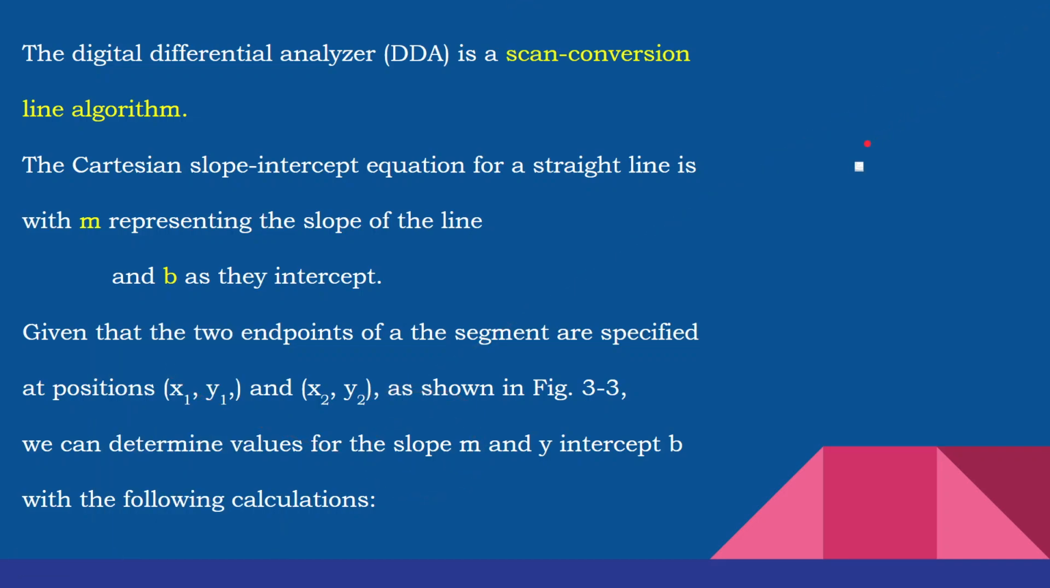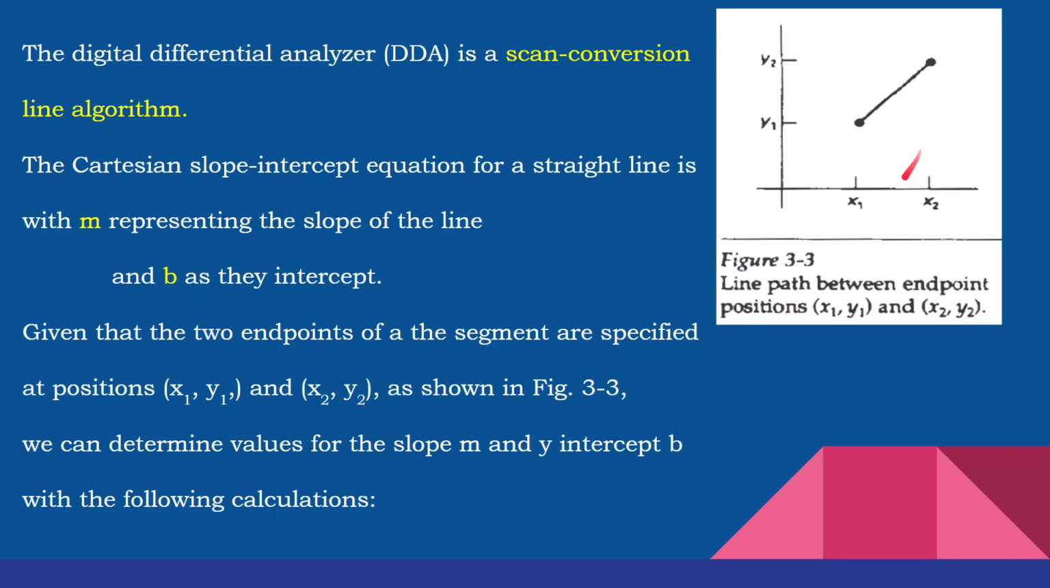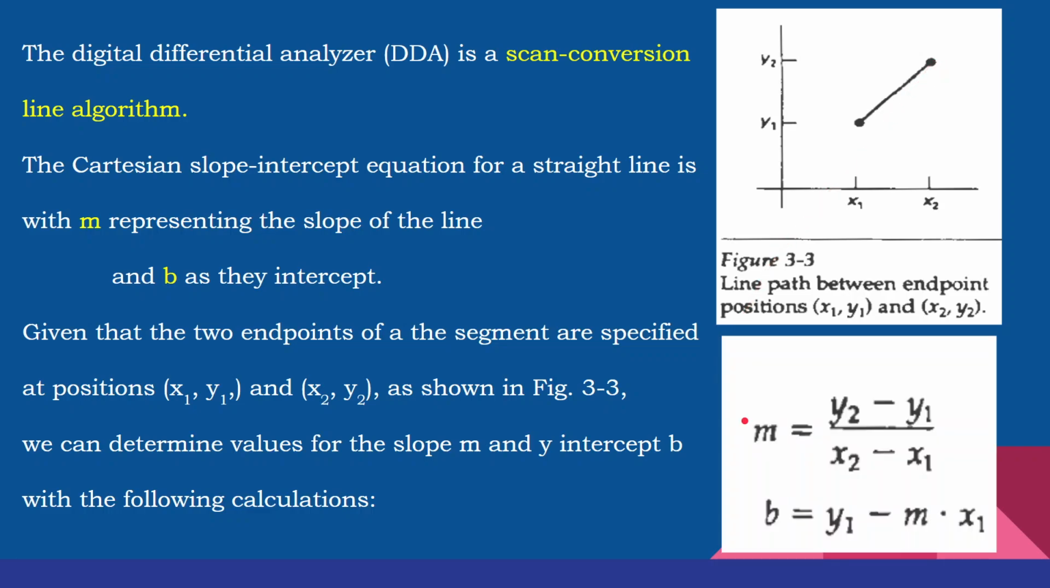Okay, so this is the diagram that shows the line drawing. There's a line x1, x2, y1, y2. The line starts from x1, y1, the starting point, and this is x2, y2, the ending point. And the algorithm is going to find out these points to draw in between the starting point x1, y1 and x2, y2 ending point. So the calculations are like this.